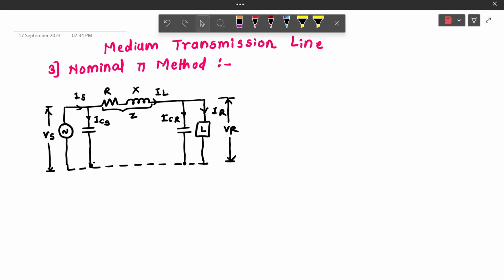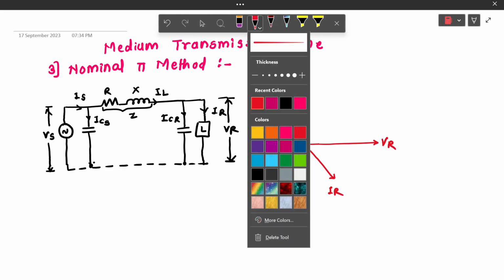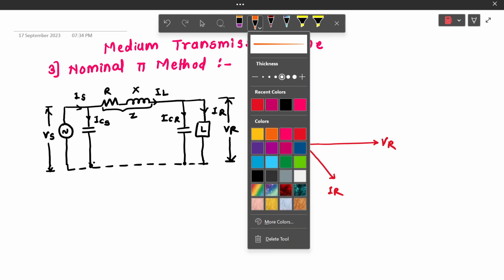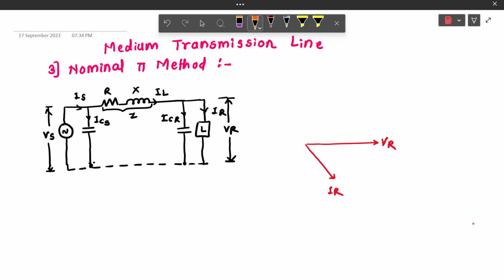Now, let us draw the phasor diagram. For the phasor diagram, we are considering the reference voltage as VR at angle 0. As we know, the load is inductive in nature, hence we can draw the phasor IR lagging to voltage VR. Now, if we consider the capacitance at receiving end, the current ICR is flowing through capacitance and the voltage across that capacitance is nearly equal to VR. Hence, it is considered as ICR which is perpendicular to VR. Similarly, here also we can draw ICR from figure.